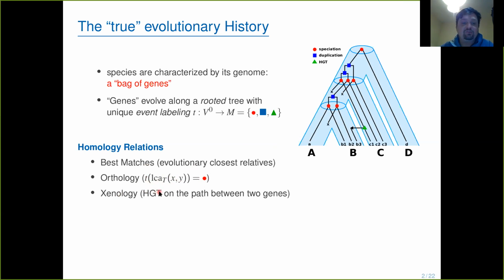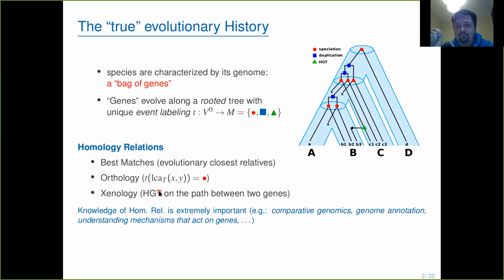And we have the xenology relation. This is defined in terms of horizontal gene transfer. I will make this more precise later. So there are several ways to define a relation on homologous genes given the true history. But there's one important thing. The first point is that homology relations have many applications. They are used in comparative genomics, genome annotation, or just to understand the mechanisms that act on the genes.